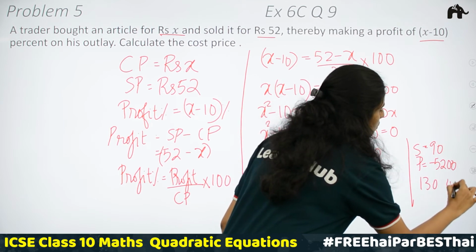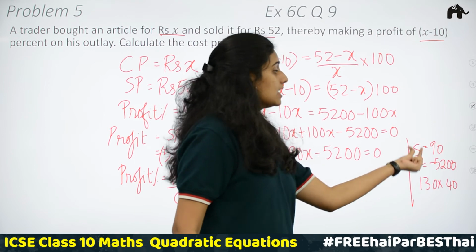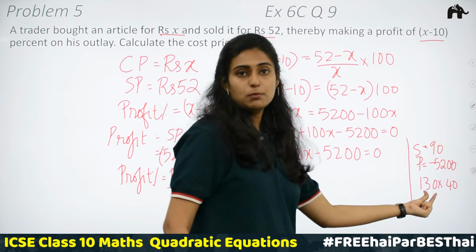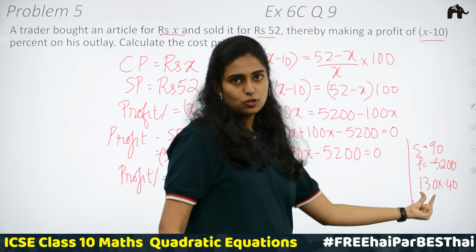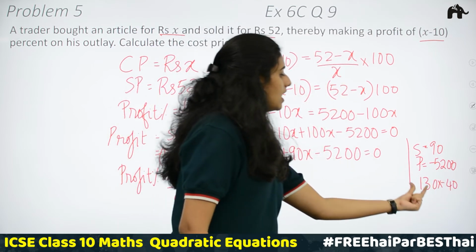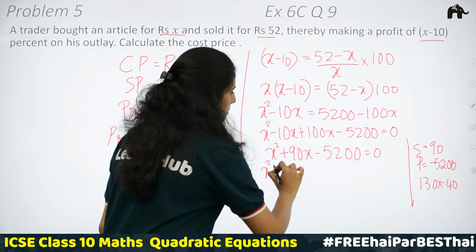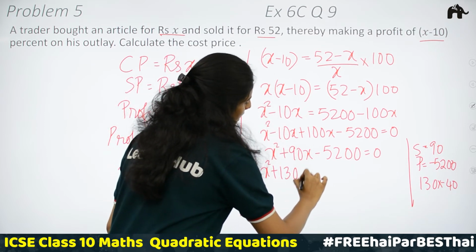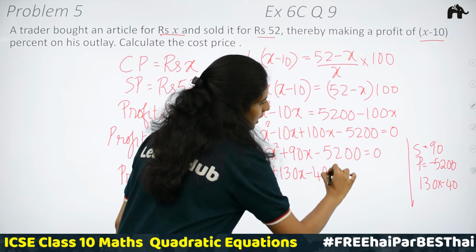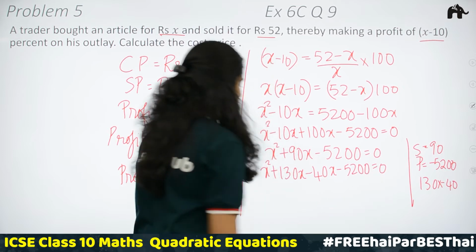130 into 40 is 5200. Here the sum is positive, which means the greater number should be positive. 130 should be positive and 40 should be negative. The numbers are 130 and minus 40. So x square plus 130x minus 40x minus 5200 is equal to 0.